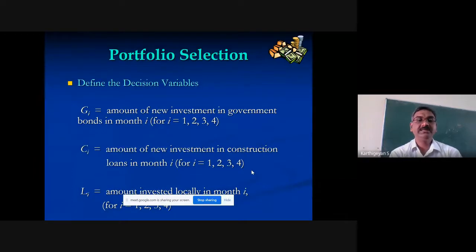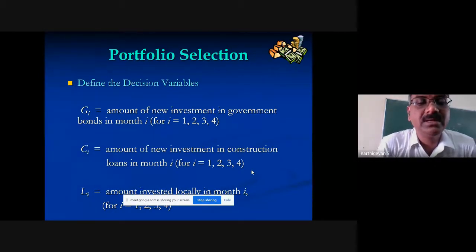The components of the linear programming problem are three. The first one is the decision variables, the second one is your objective function, and the third one is your constraints. So the first one, decision variables: Gi is the amount of new investment in the government bonds in month i. Okay, so there are 4 months of investment. Therefore, i is equal to 1, 2, 3, 4.